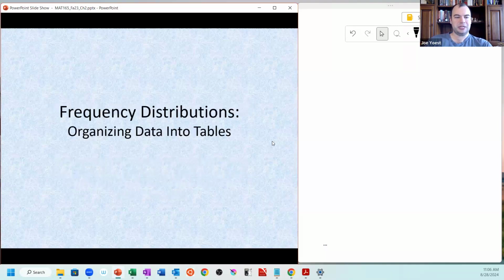Okay, so moving into chapter 2. So we're going to start with the idea of frequency distributions. Our end goal is a graphical technique, a graphical representation, pie chart or something like that. But before we get there, we have to take our raw data that's just kind of all jumbled up. We gathered it randomly, and we have to organize it. So that's where frequency distributions come in. We're going to start by organizing our data into tables.